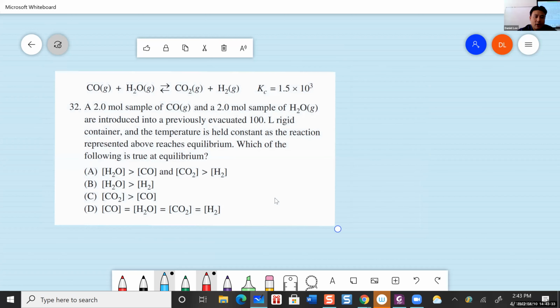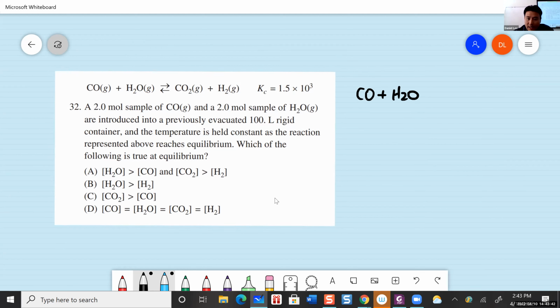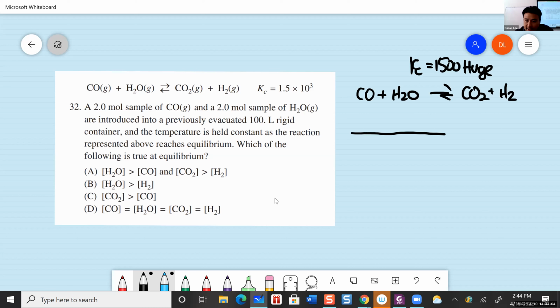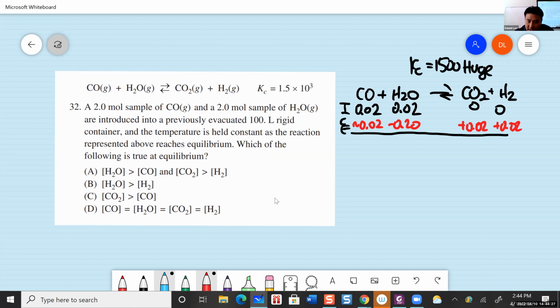If I were to do this ICE box, this is called ICE box analysis. You'll see it will make sense. You have two moles of each in 100 liters. Now I have to use molarity. But you can see the K is huge. 1500 is a huge number. This means the reaction essentially goes to completion. So you're going to get almost no reactant. You're going to completely consume it. If you put 0.02 molar for both, you should have none. It's so spontaneous: essentially minus 0.02, minus 0.02, plus 0.02, and plus 0.02. So what you do know is that your CO2 produced and hydrogen produced will be equal, and the reactants will be approximately zero.